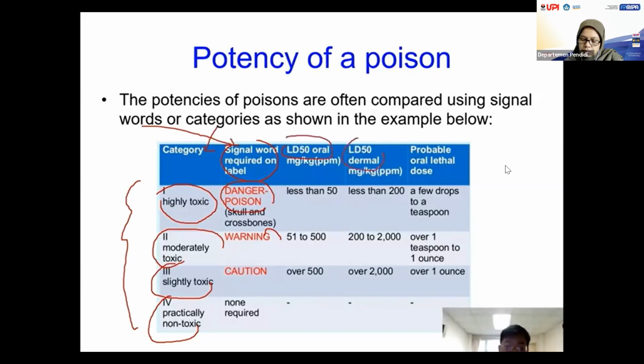So whether it's danger or poison, all of these are arbitrary. They are signal words based on preference. But all of these are based on the data, the LD50 data, either the LD50 data from animal studies or maybe from human studies. They use it and then classify it based on category and signal words, and they use it to classify the potency of poison.